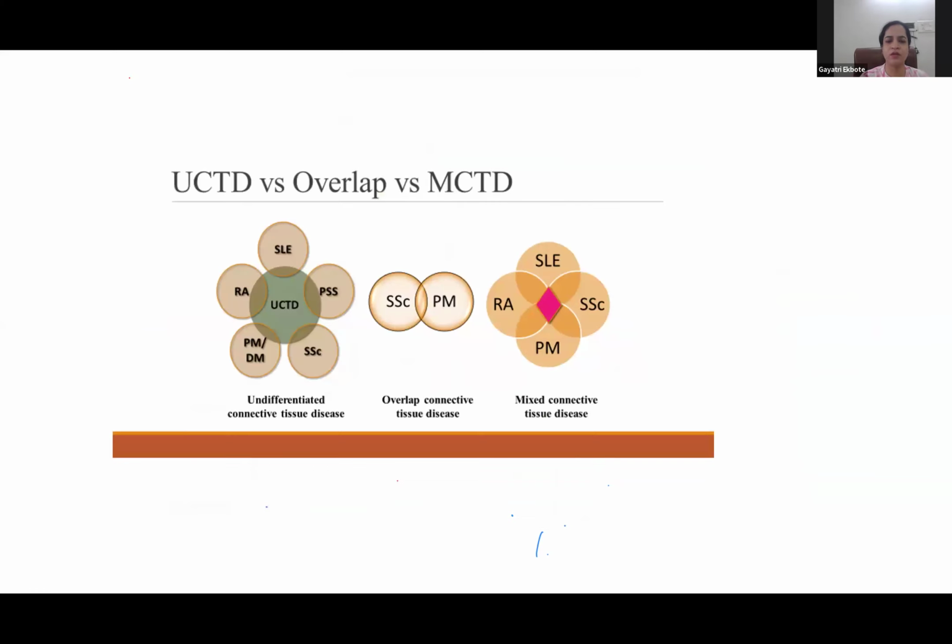So a question often asked is what is UCTD, what is overlap CTD, what is MCTD? I would say these are cousins of each other. Overlap CTD, like in our first case, the patient was fulfilling criteria of two different diseases, whereas in MCTD you can have features from each of these connective tissue diseases, but the most important part here is U1 RNP positivity, whereas UCTD is something which is half-baked. It has not progressed to a proper disease, but it has one or two features from each disease.